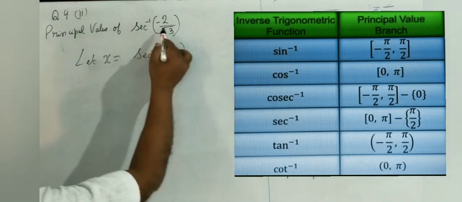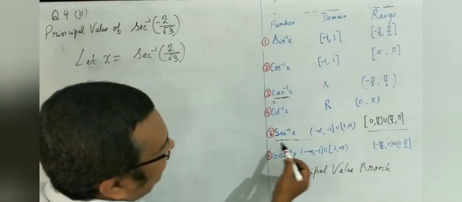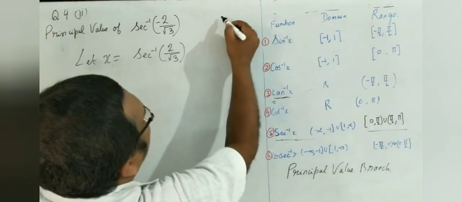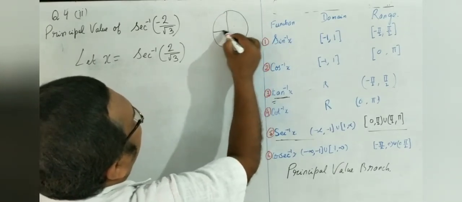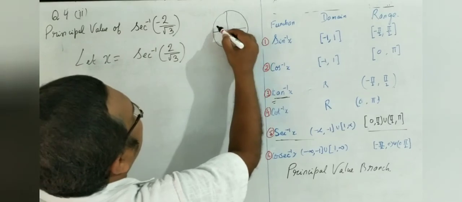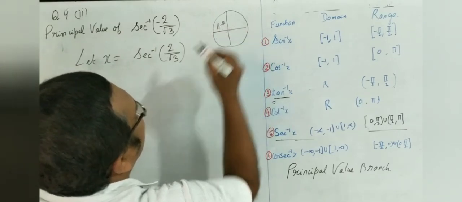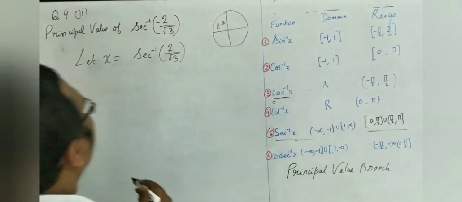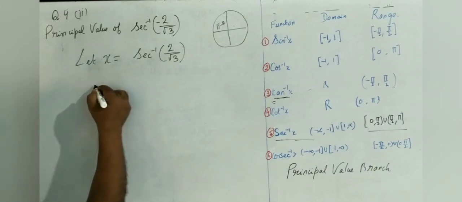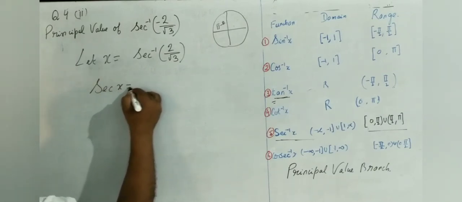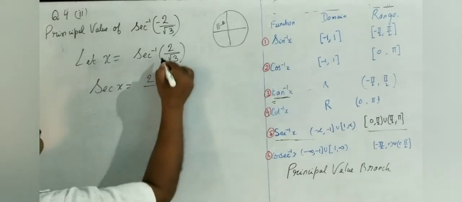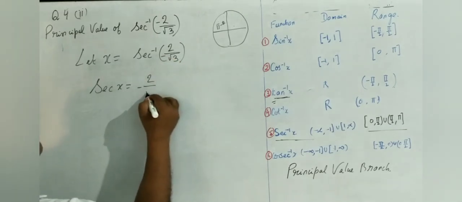So sec inverse is from 0 to pi, first quadrant and second quadrant. So negative means pi minus theta. The theta is 0 to pi by 2. So I write here sec x is equal to minus 2 by root 3.